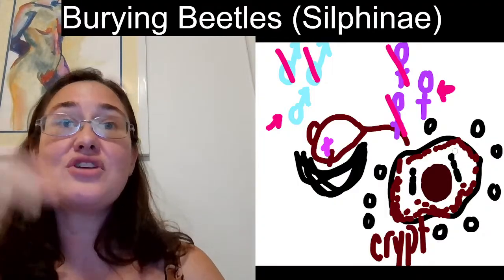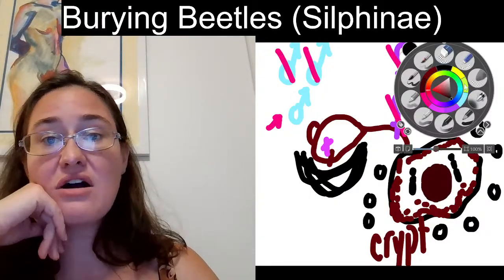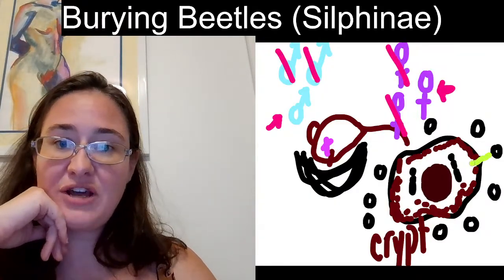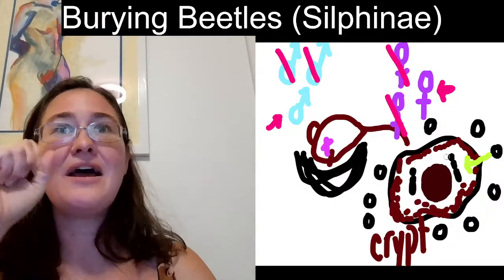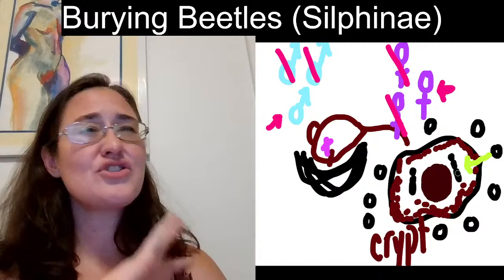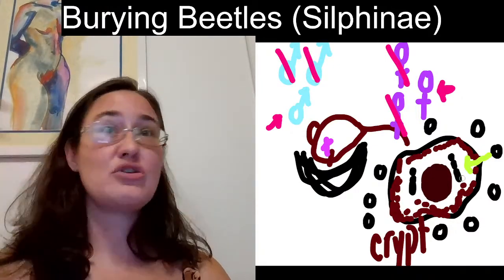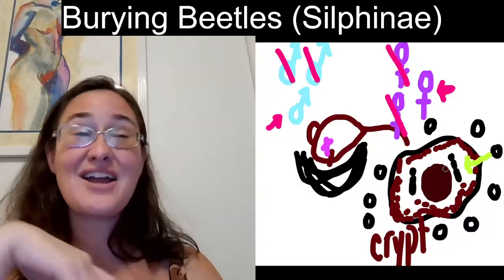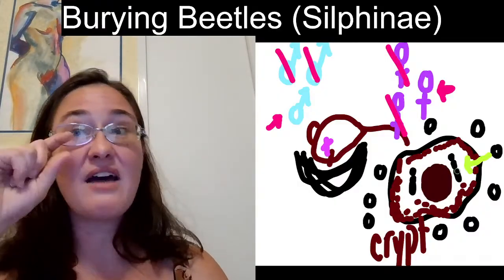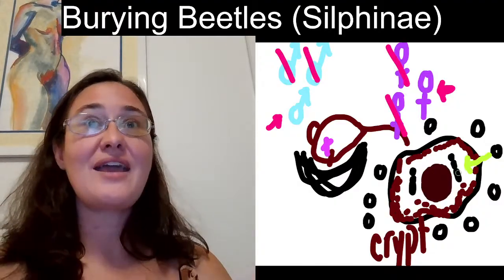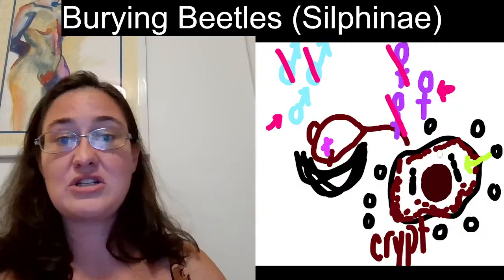Now, once those eggs hatch, the young are going to crawl into the crypt where they have ready food waiting for them. Yes! At this point, the adults are very familiar with how much food they have, right? They've preemptively chewed up the meat. They've created a ball. Somehow, these beetles know exactly how much food they have and how many larvae they can keep alive, right? They know how many individuals are going to be able to make it.